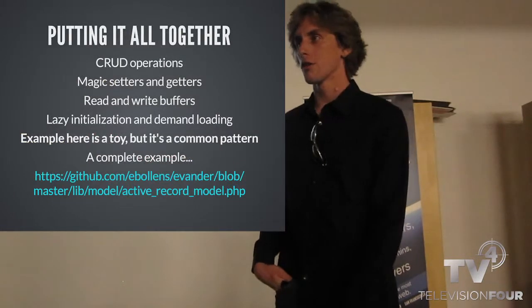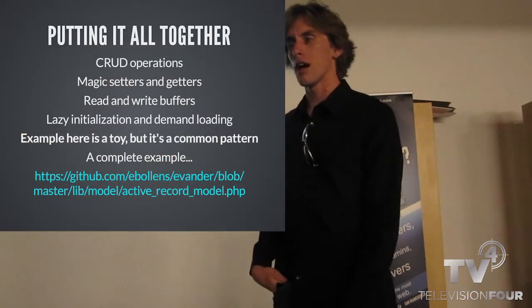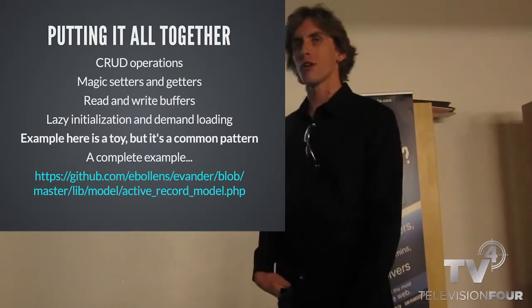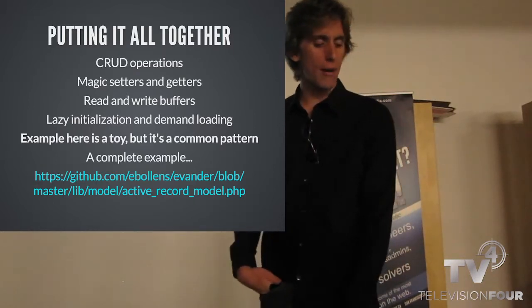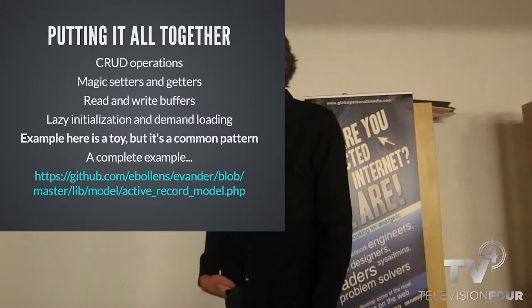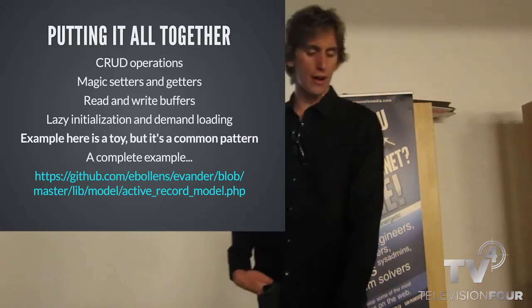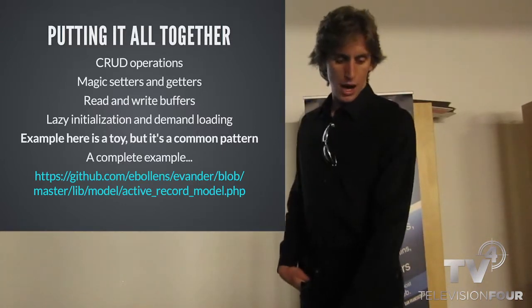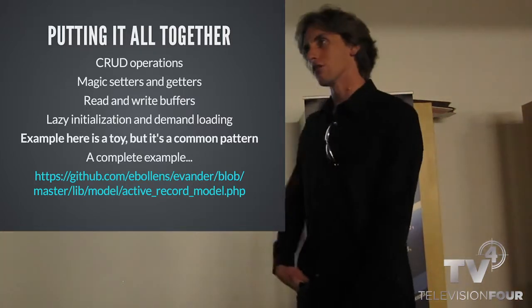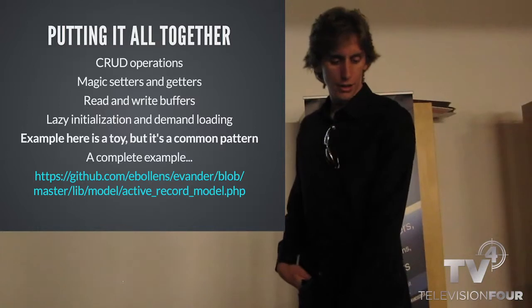So putting it all together, what we've talked about as far as active record type modeling for databases is, we've got our CRUD operations, we've got our magic setters and getters, we've got our read and our write buffers, we've got some lazy initialization and demand loading. Now this is just a toy, but it's a common pattern, and you'll see it in almost every framework out there right now doing it in some way. Just a really simple, complete example that doesn't have anything else. Just going to call that out as a potential link.